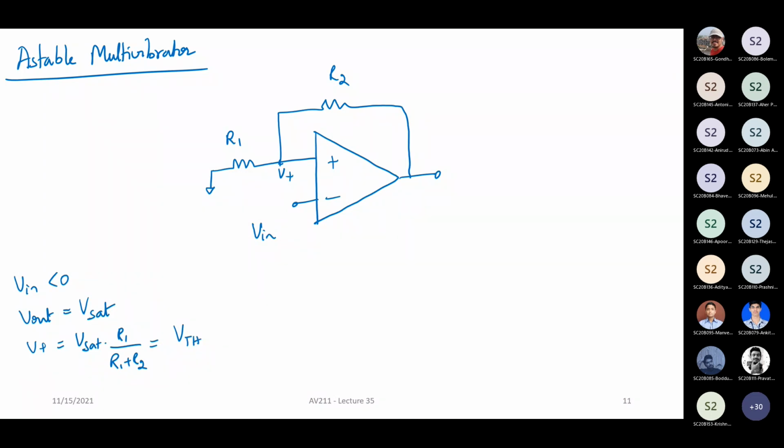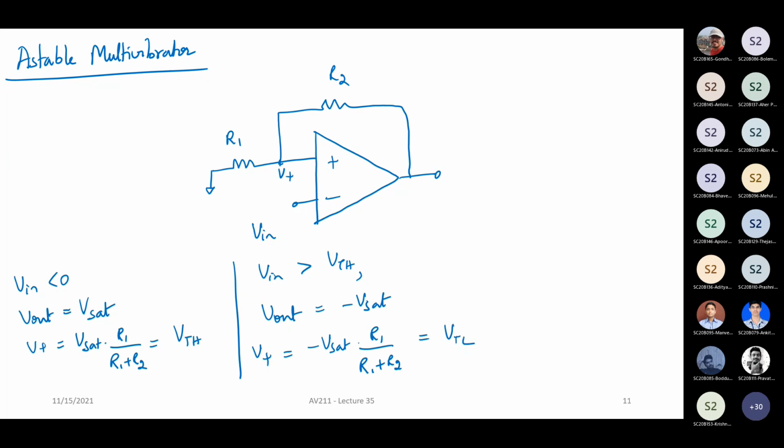Now, as Vin increases and crosses VTH, what will happen? Vout will become minus VSAT, right? And V plus node will be what? It will be minus VSAT times R1 divided by R1 plus R2. So let's call this VTL, right? This is the behavior. So we just had a refresher of the behavior.